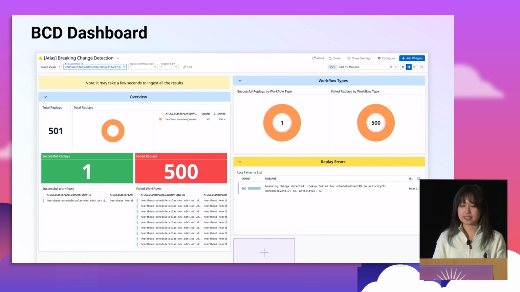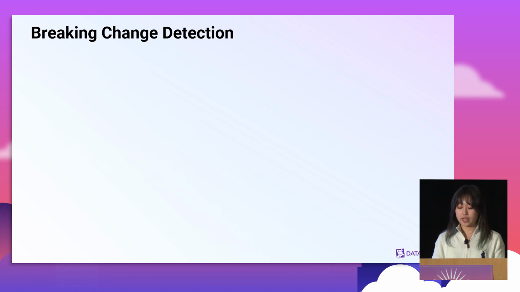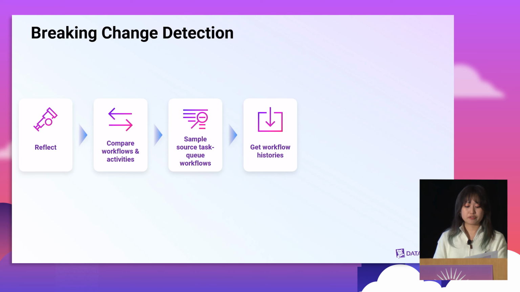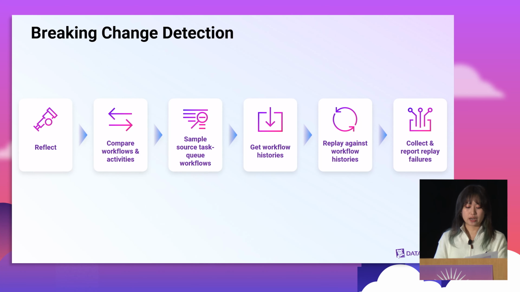So to summarize the entire process, we start off by calling reflect, and then we compare the workflow activities returned from reflect to check for that type of breaking change. And then we move on to detecting replay failures, starting off with sampling the source task queue for workflows, downloading these workflows' execution histories, and then replaying against these histories, and finally collecting and reporting the replay failures.